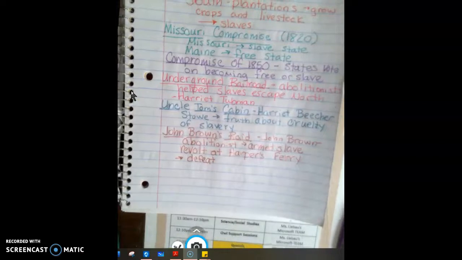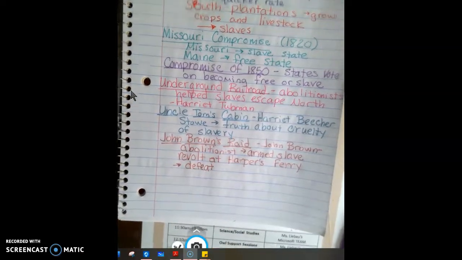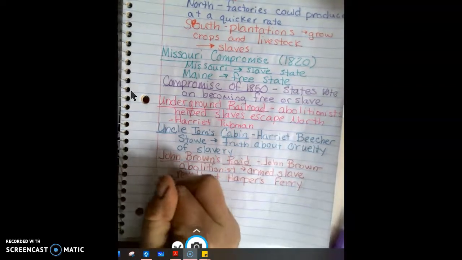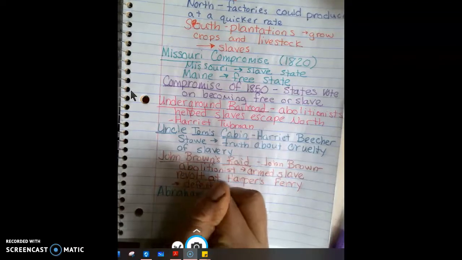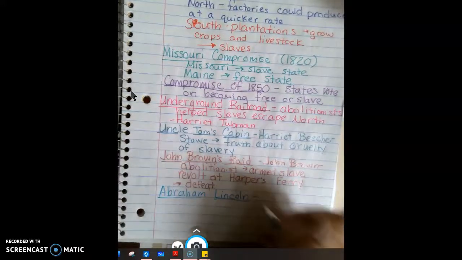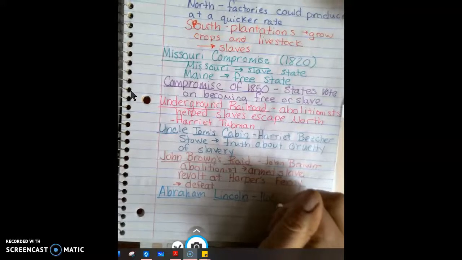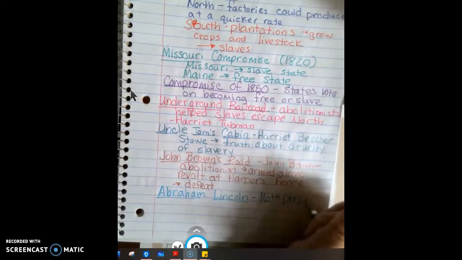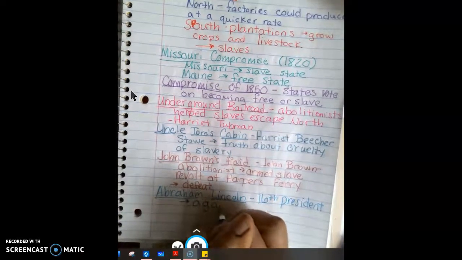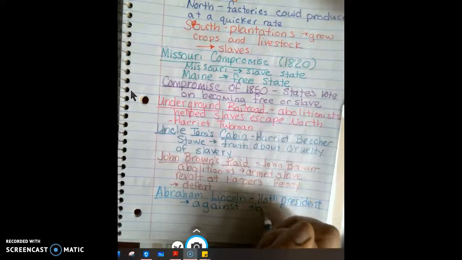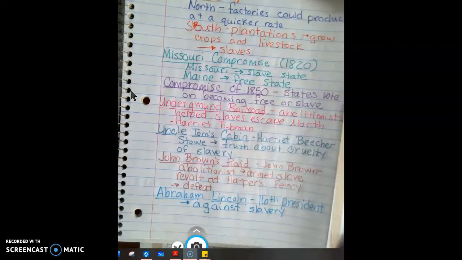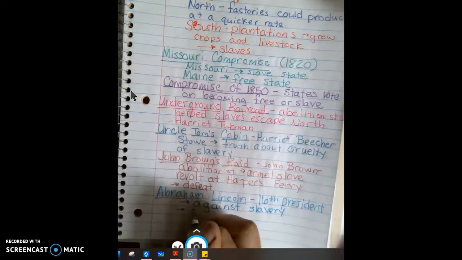Okay, last thing we're going to talk about today. During this time, we had as president Abraham Lincoln. And I would not have wanted his job at this time with everybody being so divided. He was our 16th president. He was very anti-slavery. He was against slavery. And because he was against slavery, the Southerners did not like him. Okay? And he was our president during the Civil War.